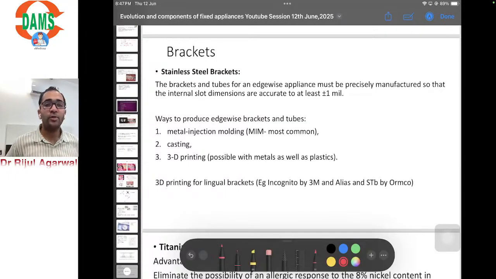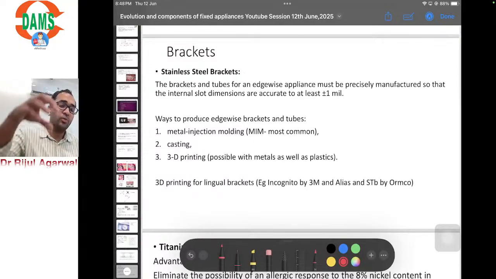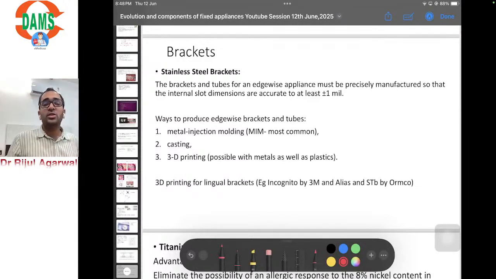So traditionally they were made of stainless steel. Okay, the common methods used to produce these brackets: first it was the metal injection molding or the MIM technique. If you have studied prosthodontics, the injection molding technique is one in which liquid molten acrylic is pushed inside the plaster mold to make the desired denture. Similarly, liquid molten stainless steel is pushed inside a mold made in the shape of the bracket to make these stainless steel brackets. Next is casting, a similar way of casting caps and crowns in prosthodontics. And lastly, 3D printing. This is the latest technique.